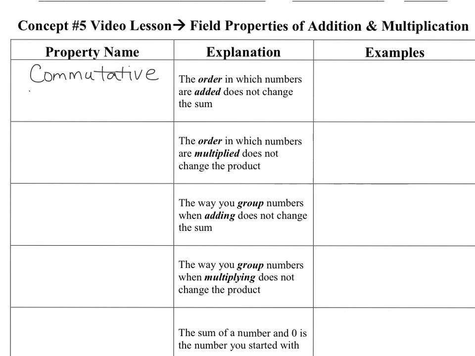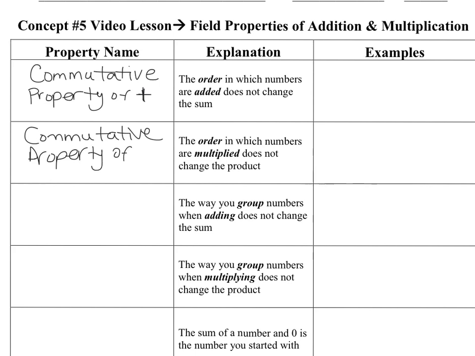So this is the commutative property of addition. And I'm just going to write a plus sign. And the next one is the commutative property of multiplication. So basically, what your numbers and variables are doing here is they are commuting. So commute means to go from one place to the next.